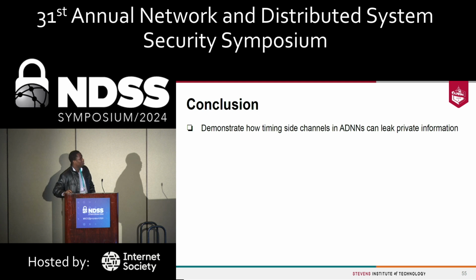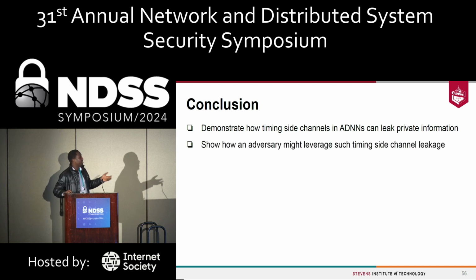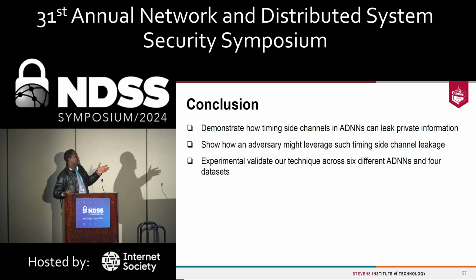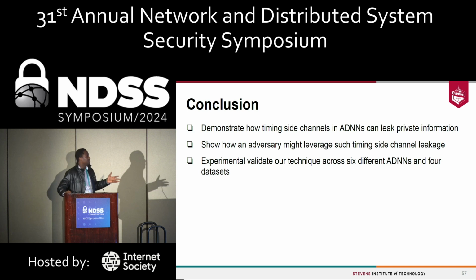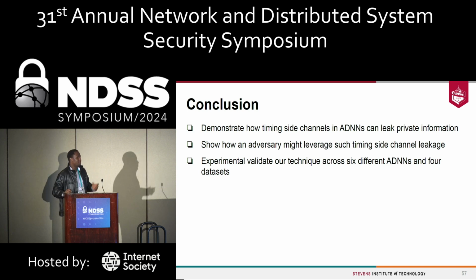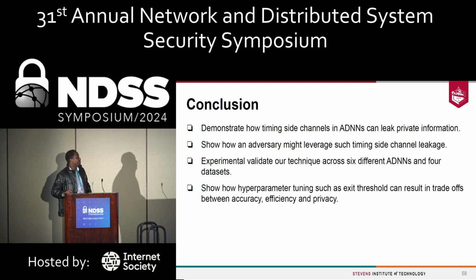So in conclusion, we've been able to demonstrate how timing side channels in adaptive neural networks can leak private information. We've also been able to show how an adversary might leverage such timing side channel leakage. And we've been able to experimentally validate our technique across 6 different adaptive neural networks and 4 data sets, considering 3 different attributes. And finally, we've been able to show how hyperparameter tuning, such as the exit threshold, can result in trade-offs between accuracy, efficiency, and privacy.